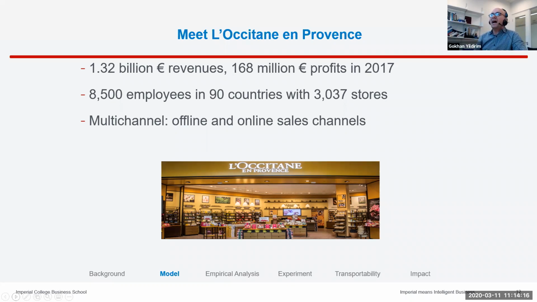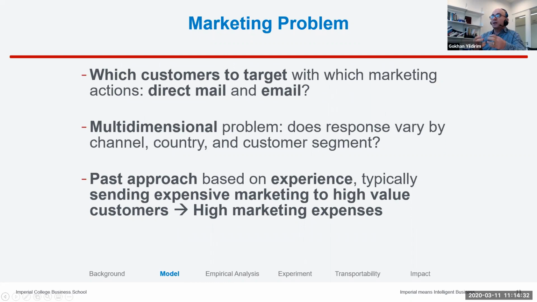And then their problem was how to reach out to those customers with the right marketing tools, right? How to analyze these multi-channel marketing campaigns. So which customers to target with which marketing actions was their problem. So obviously this was a multinational problem because we learned that they were operating in offline and online channels across countries, and they wanted to serve different customer segments. And in the past, they were typically sending expensive marketing campaigns to high-value customers. And this kind of strategy was leading to high marketing expenses on their side. And they just wanted to have a scientific approach, fact-based approach, to manage their multi-channel marketing campaigns.